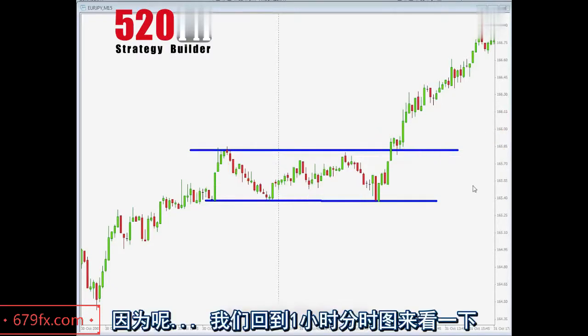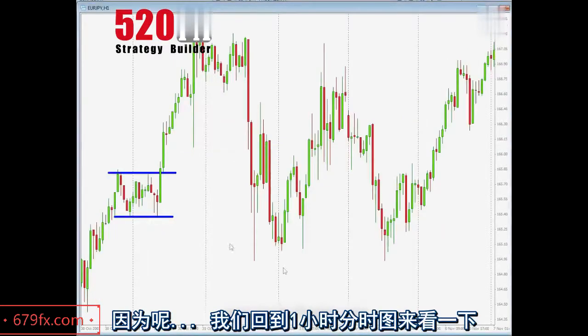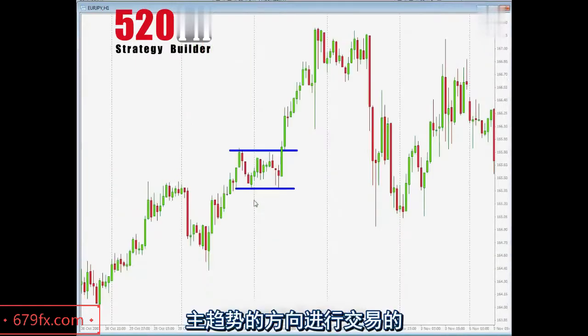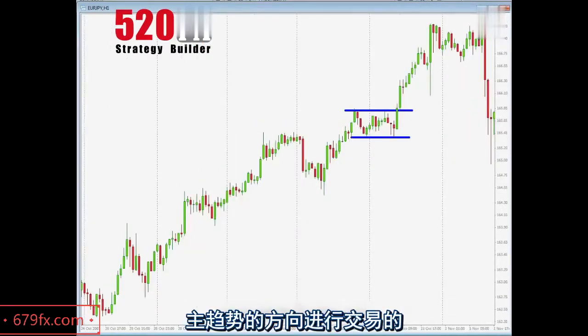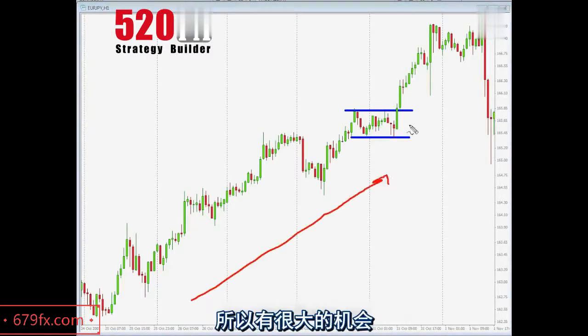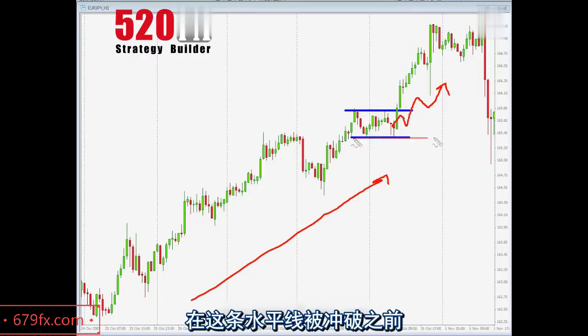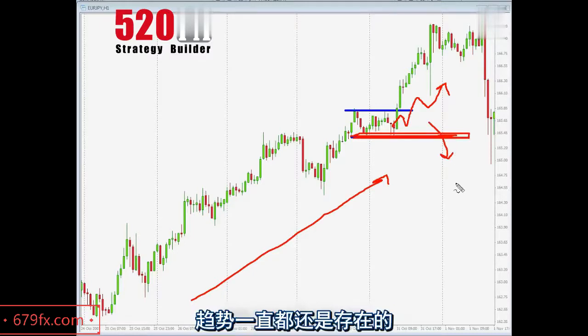At the end of the day, if we go back into the 1 hour time frame, you can see that we are clearly trading in, actually let me scroll, trading in the direction of the main trend. So chances are that sooner or later we might get another breakout farther on in time. Until this range bottom gives way, the trend is still intact.